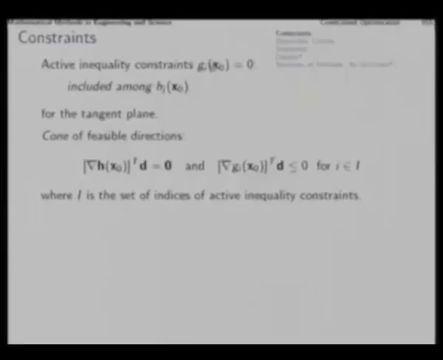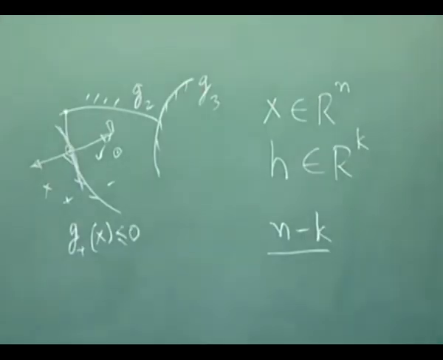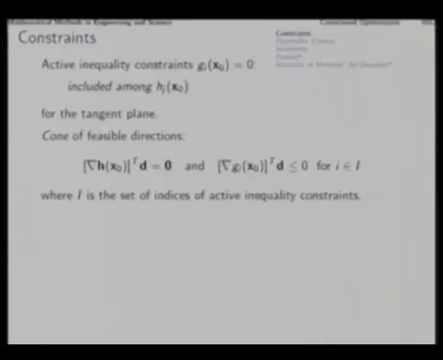So, active inequality constraints get included among the equality constraints for the description of the tangent plane. That means, if an inequality constraint is active, the tangent plane gets its dimension reduced by one further dimension, okay. Apart from that, for inequality constraints, there is a concept of cone of feasible directions.